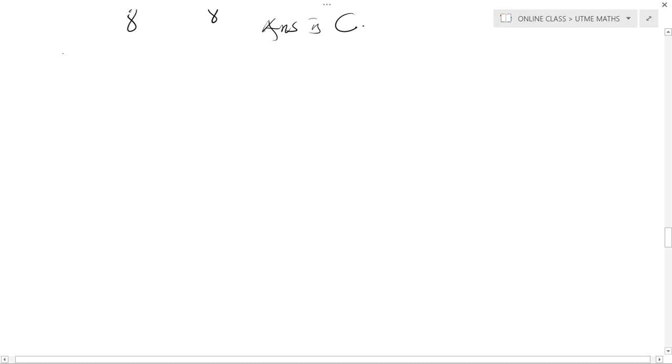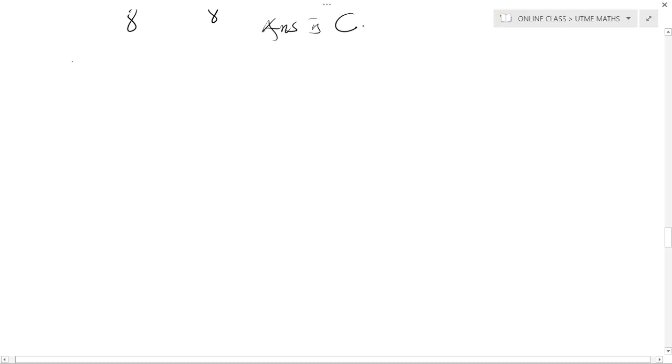This is the explanation of UTME Maths 2015, number 11 to 20. You can remember the last one we solved was number 1 to 10. So now we are taking 11 to 20. Let's go to the business.